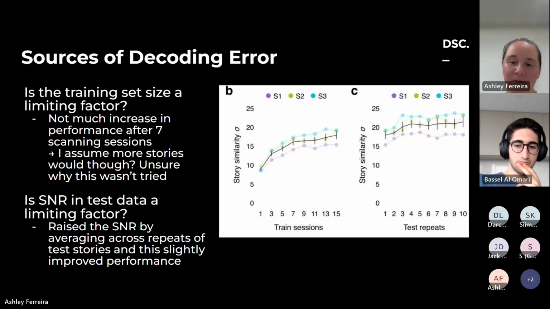And they see that this slightly improves performance because it does increase the amount of signal with respect to the noise. And all of this is very expected, but it also shows that these aren't maybe as big of limiting factors as you would originally suspect.